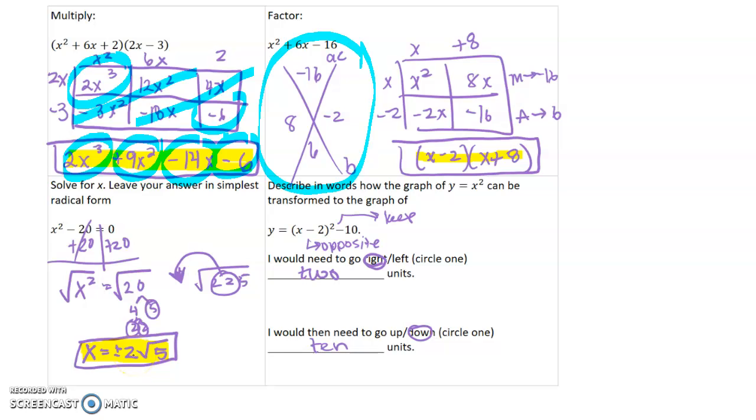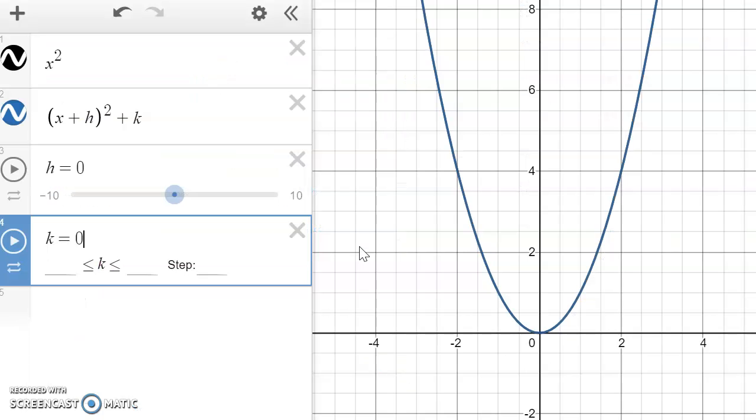So, one more question. This is asking us to describe how the graph of y equals x squared can be transformed to the graph of y equals (x minus 2) squared minus 10. So you can see right here that the answer is that this would move the graph of x squared right 2 units and down 10 units. Just to explore this a little bit further, I want to actually look at this graph really quick. So this is the graph of x squared.